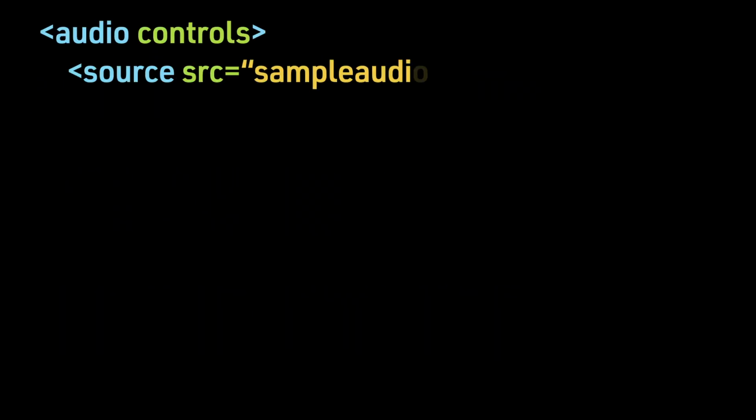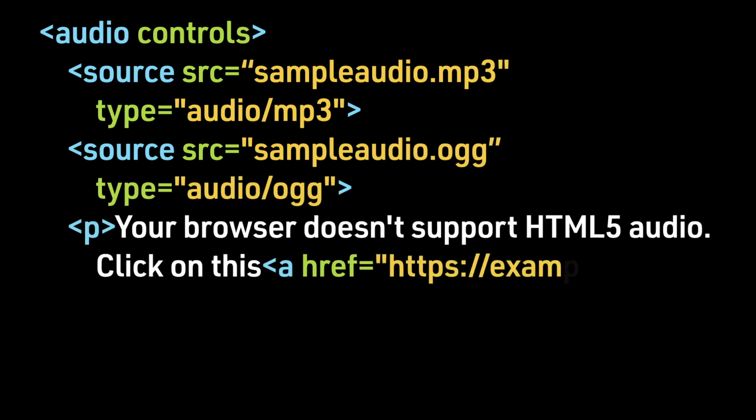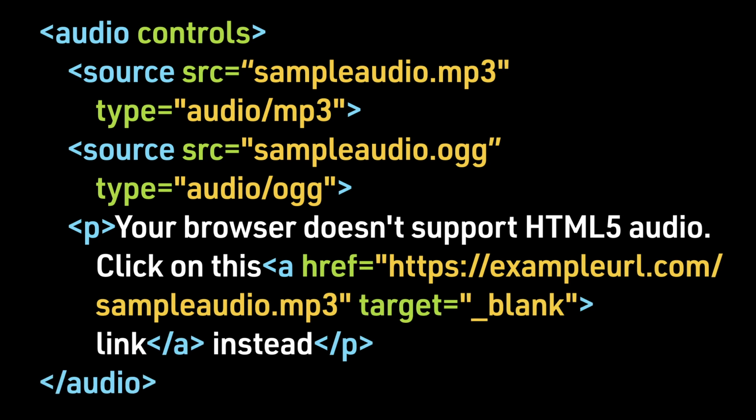So in this code example, we have provided a .mp3 file and a .ogg vorbis audio file. If neither of these file types is supported, there is a link to where the file is hosted.